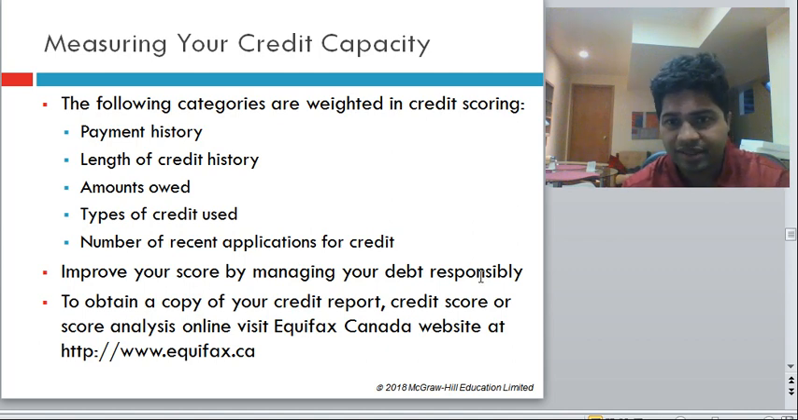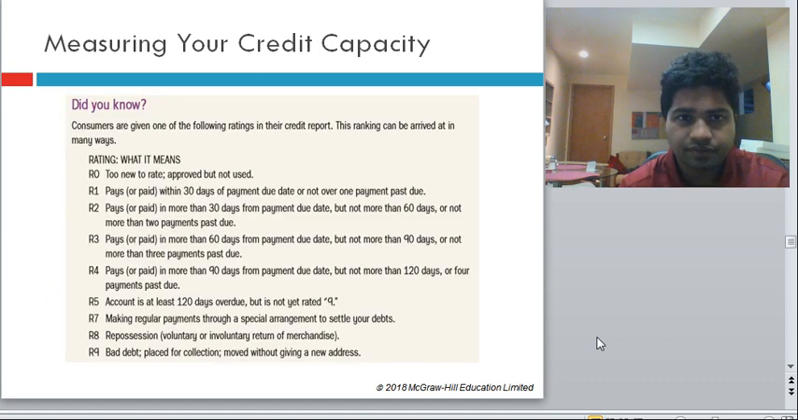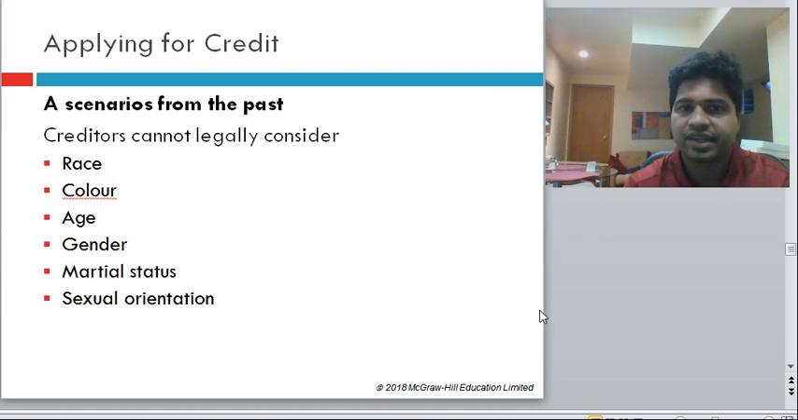Improve your score by managing your debt responsibly. To obtain a copy of your credit score, you can go to Equifax. Did you know consumers are given one of the following ratings? So these are the rating mechanisms. R0, too new to rate. So you can just read through. These are the different meanings.